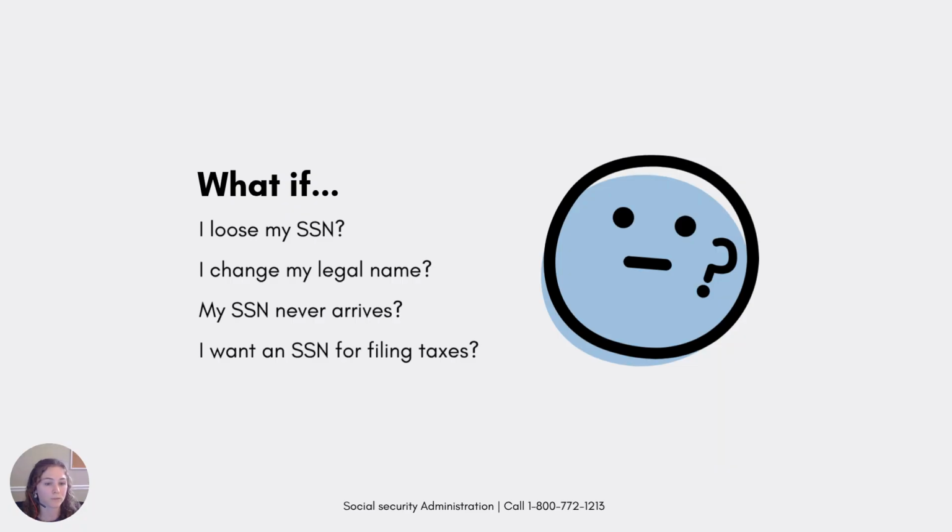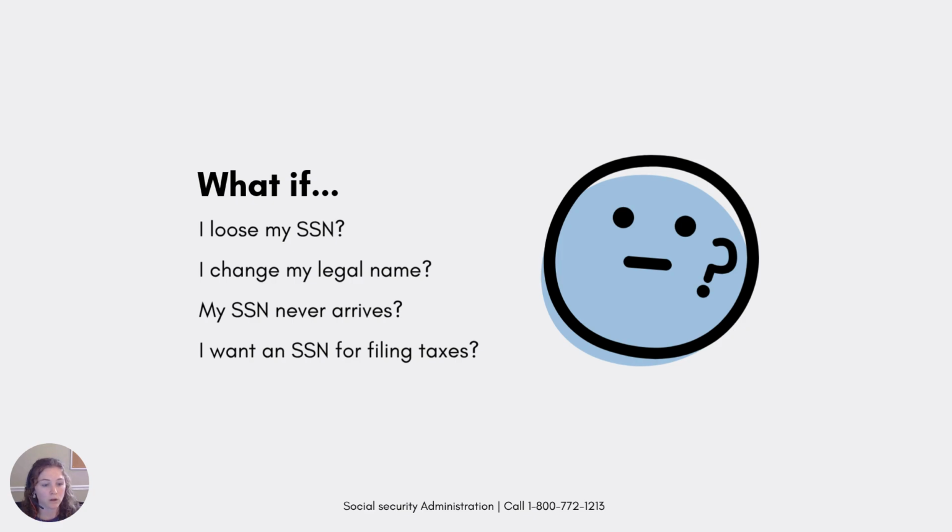And then what if my Social Security never arrives? In that case, I recommend waiting about 3 weeks. And then once that time is up, if you still haven't gotten it, you will need to bring your documents again and go back to the Social Security office. Your information should still be in their system, so it should be a fairly quick process. You shouldn't need to totally reapply again, but you'll need to follow up with them.